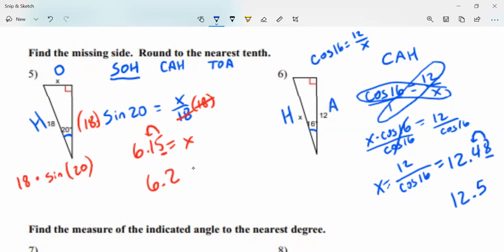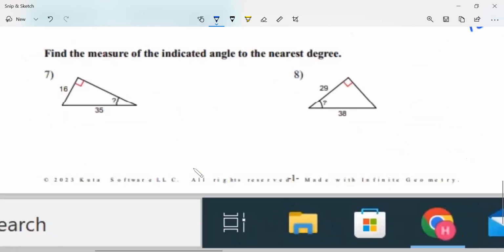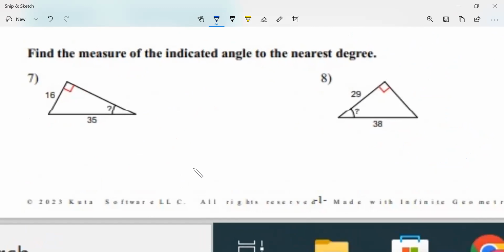Now, we can use our trig ratios to solve for a side. We can also use them to solve for an angle. Looking at question number 7 and 8. Find the measure of the indicated angle to the nearest degree. Okay, so nearest degree means nearest whole number. My answer will be a decimal when I type this on a calculator, but I'm going to round it up to the nearest whole number.